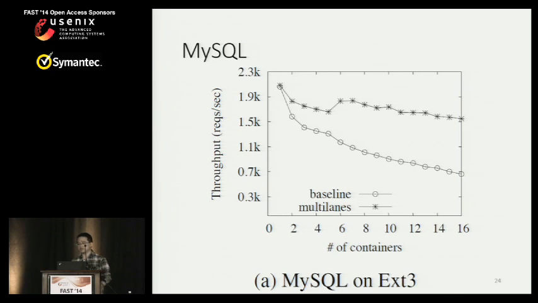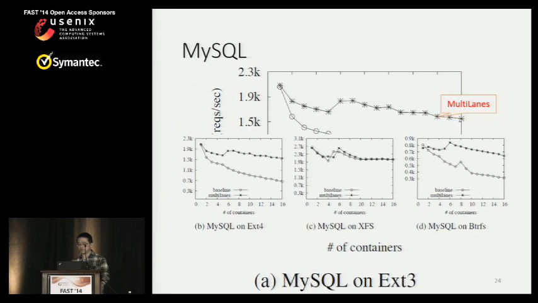Here, we present the result of MultiLanes and the RTP workload compared to the baseline. We can also see that the baseline scales poorly with the number of containers. In contrast, MultiLanes exhibits nearly null scalability degradation and outperforms the baseline when the number of containers exceeds 2. For ext4 and btrfs, we got similar results. XFS again scales well in this workload.